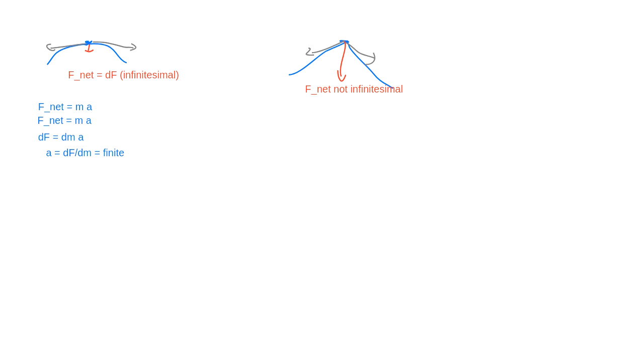So over here, I'm just going to jump right to the second line, F net equals dm times a. And so if I rewrite that, we've got a equals F net over dm. So we've got a finite quantity divided by an infinitesimal. So that would be infinite acceleration, which would lead to infinite velocity, infinite energy, kablammo. That just doesn't work.